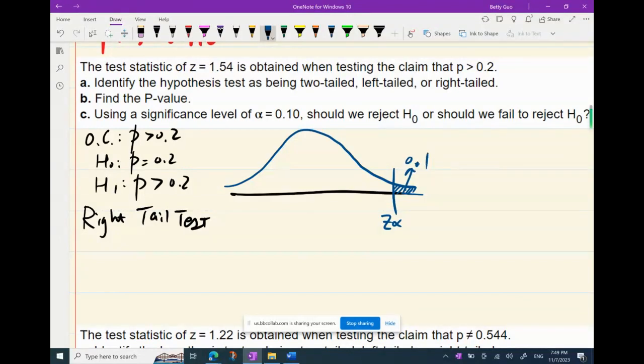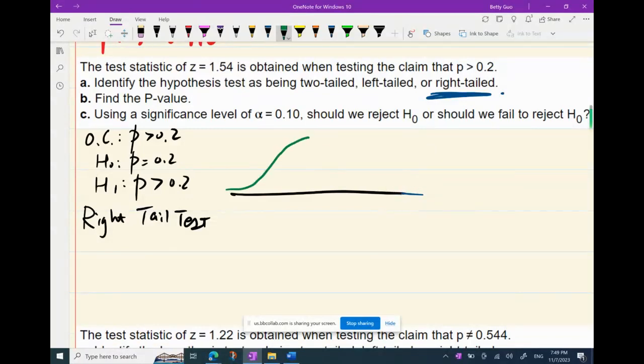This is part C. What does part A say? Identify the hypothesis test as being two-tailed, left-tailed, or right-tailed. We got that figured out. It's right-tailed. Part B, find the p-value. Let me fix this part a little bit. We do not need a critical region yet. To find the p-value, we need a test statistic.